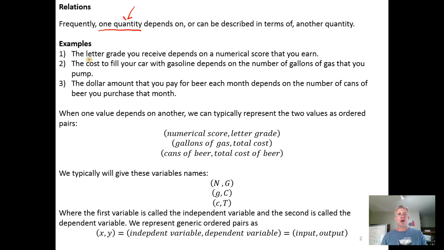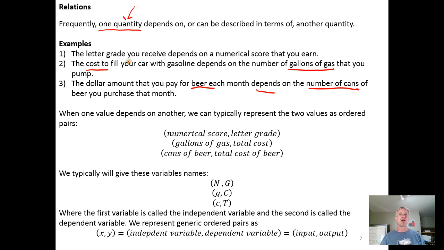So for example, we could talk about a letter grade in a class, and the grade that you earn depends on the numerical score that you earn in a class. So this is a type of relation, the relationship between the numeric score that you earn and the grade that you get. There's a relationship between the cost to fill your car and the number of gallons of gas that you pump. So the cost that you pay depends on the amount of gas that you pump into your tank. The amount that you pay for beer depends on the number of cans of beer that you purchase. The more cans you buy, the more that you pay. So these are three examples where we have one quantity that is depending on or is related to another quantity.